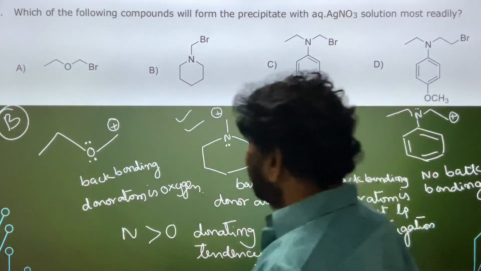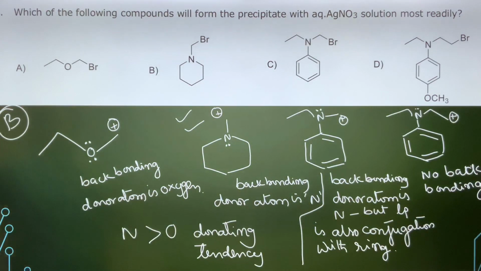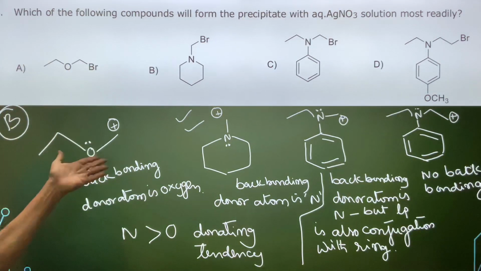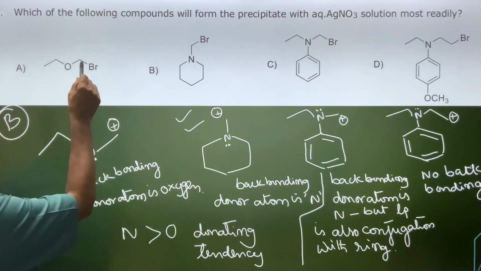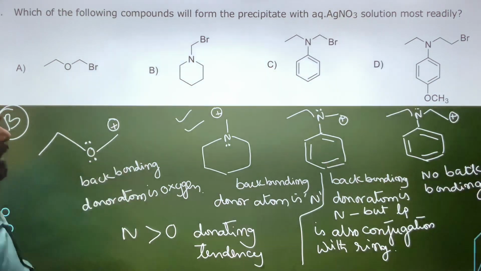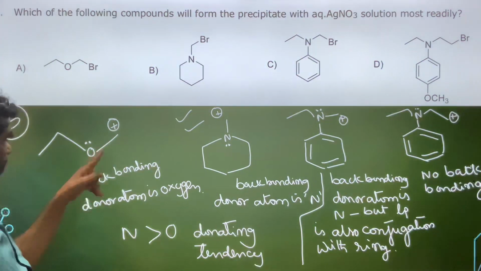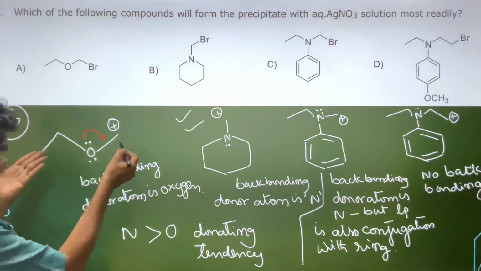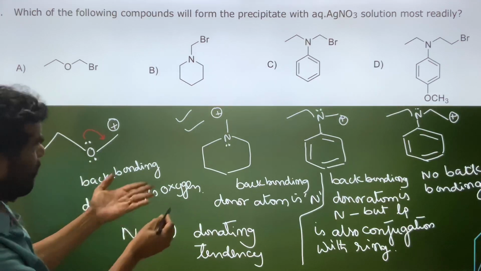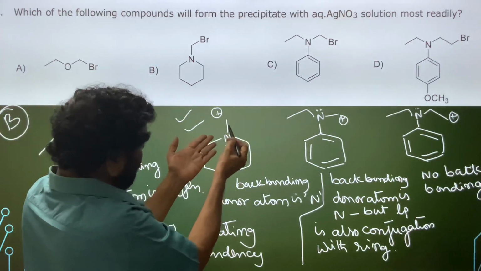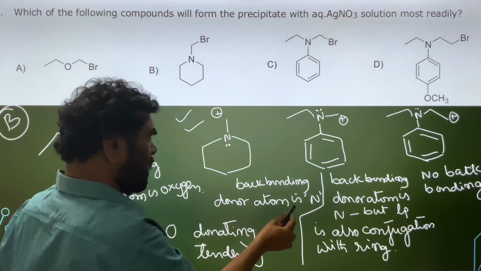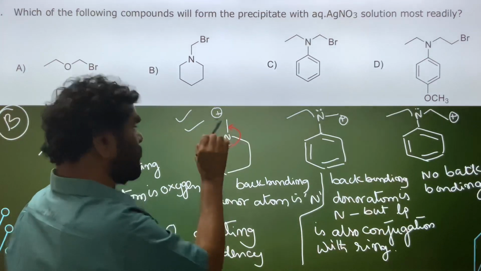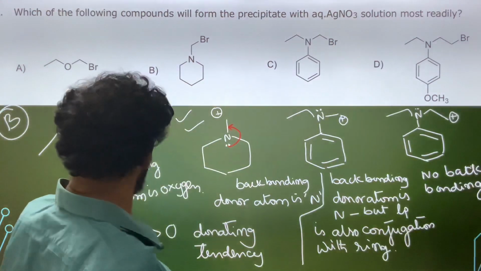The next one. See here, when treated with silver nitrate, the compound will give a precipitate more readily, the more reactive one. So you have to explain in terms of this. After losing the bromide ion, this carbocation is formed. This carbocation is stabilized by lone pair positive conjugation, resonance, back bonding donation by the oxygen atom. Here also, this carbocation is formed. That is back bonding donation. The donor atom is nitrogen here. Nitrogen is a better donor than oxygen. This is more stable than this one.